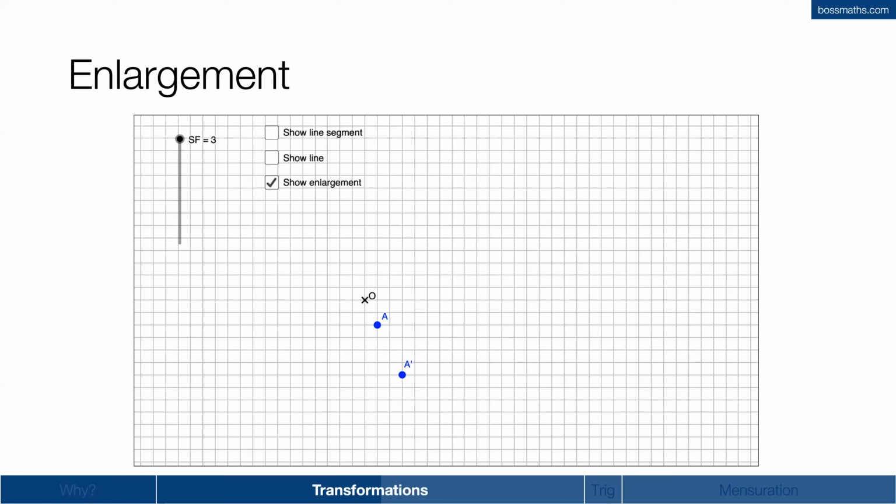But this also illustrates the baggage with the word enlargement. Students, when they translate or reflect a point in a very everyday English sense, you are translating, you're moving that point along or reflecting that point. Whereas with enlargement, when you enlarge a point, it doesn't get larger. What is effectively happening is that this vector is being changed. So scale factor 3 means that this vector here to the image is 3 times the original vector that we had.